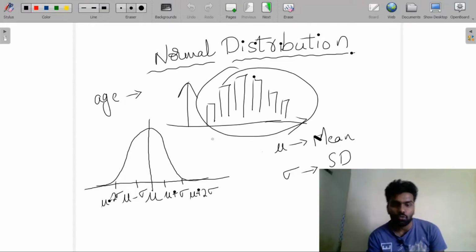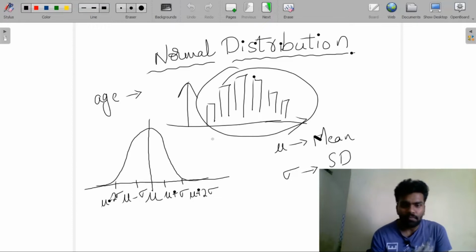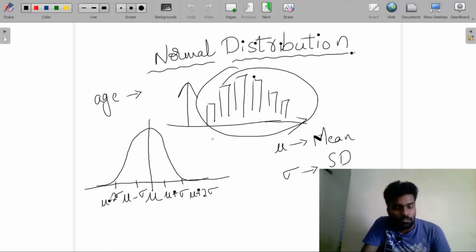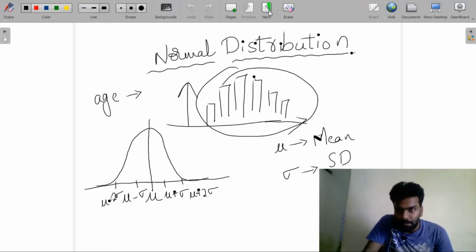Now what's the use of it? We just understood the data is normal, right? If our data is normal and we plot the normal distribution, what's the use of it? That's where the empirical formula comes. So we will try to understand the empirical formula.